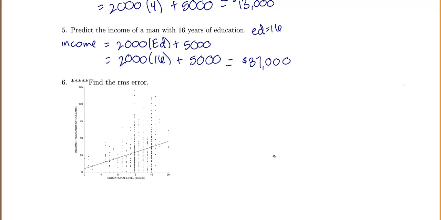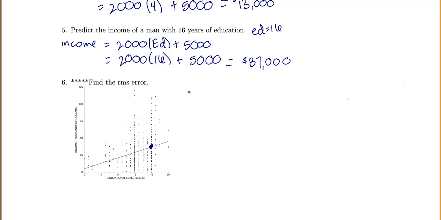So even for this man with 16 years of education, we predicted that he was going to get $37,000. That's this point right here. But notice there's some men with 16 years that are making a lot of money, and some men that are making not very much money. So there's a lot of variability here.